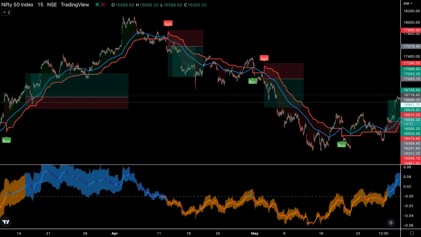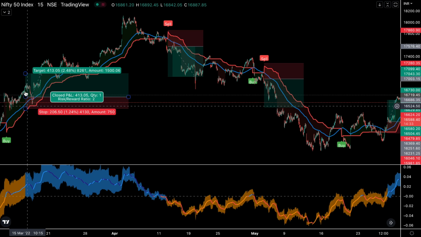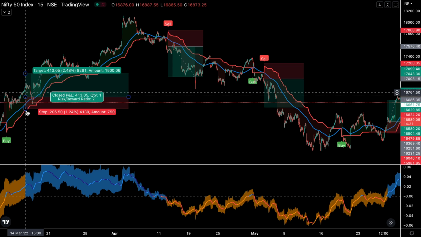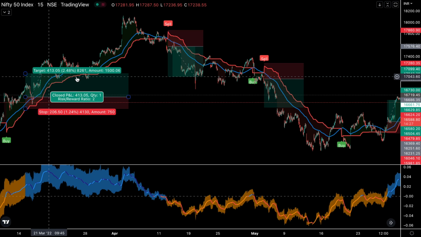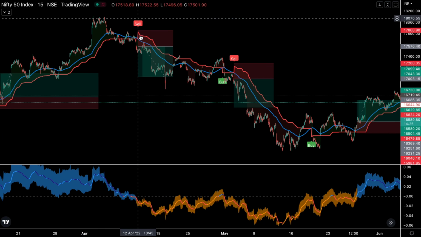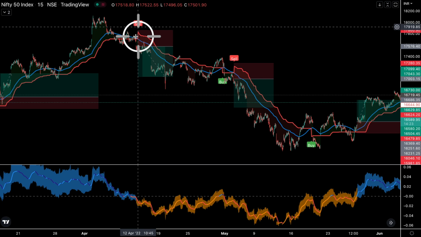Now let's take a look at a few trade examples over here. We got a buy signal right here, but the trend was downward. We'll wait for the trend to turn upward, which is blue on this area. We went long right here. Our stop loss is here. Risk reward ratio is 2. The target was attained.